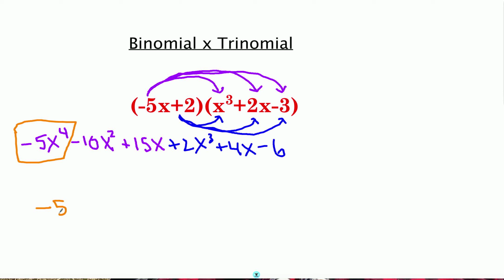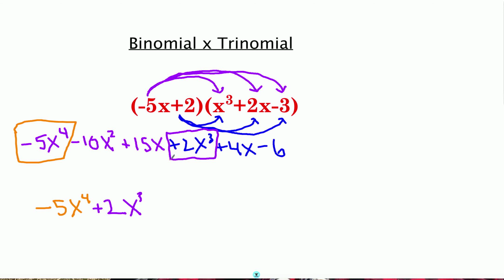So negative 5x to the 4th. There are no terms to combine with. So then I will look to the x cubed terms. I'm going to write it in standard form as I go. So I'm looking at my exponents in descending order. So here I have plus 2x cubed, no like terms to combine with.